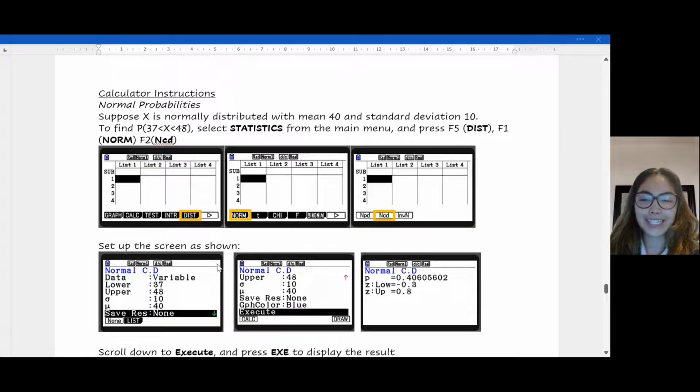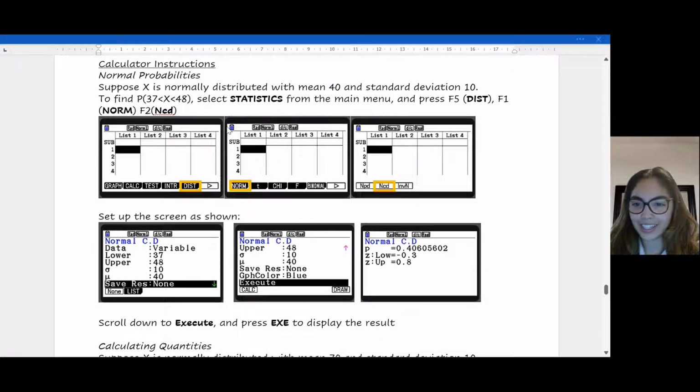And then yet again, down the bottom, we've got a few calculator instructions here as to how to find our normal distribution as well as our inverse normal. These I will be showing you an example of when we go through the examples below.